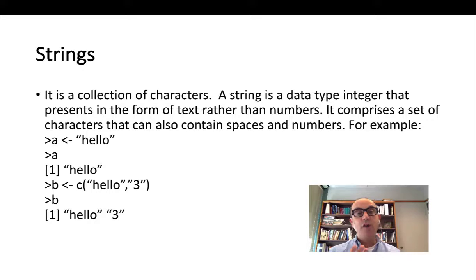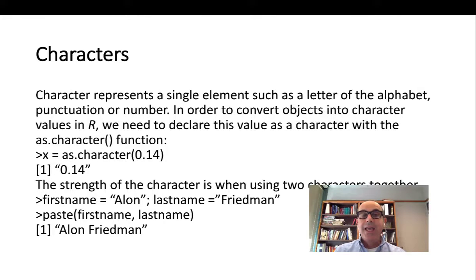The idea of a string is a data type that is presented in the form of text rather than numbers. So a string in R usually consists of text. It is composed of a set of characters that can contain spaces and numbers. For example, hello. And if we add some values to it, hello and 3, it will observe it and be able to display it.